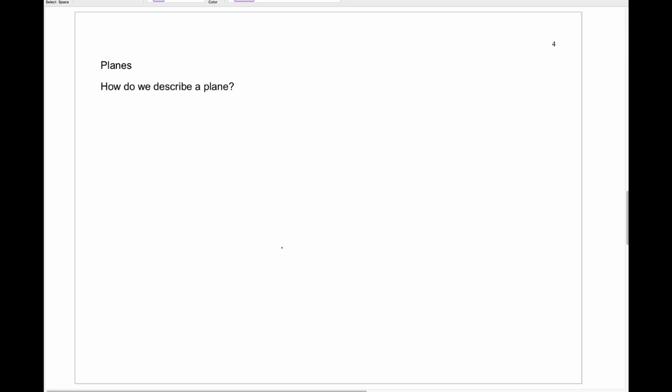Now we're going to kick things up a notch and ask, how can we describe a plane? And here it won't make sense to talk about that in the plane itself, since any plane in 2 dimensions is just the entire thing. So we'll talk about describing a plane that lives in 3-dimensional space. And that's really our goal here.